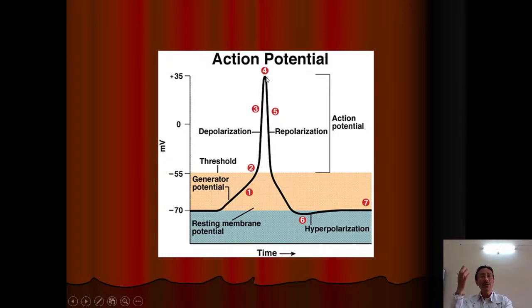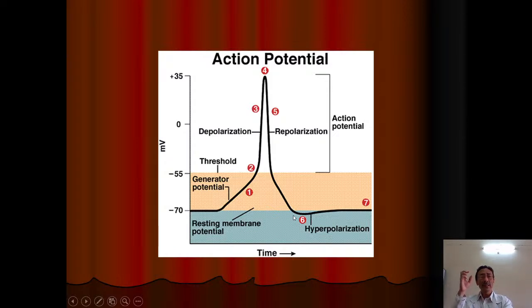As a consequence, you will find that this loss of potassium or positive charges from inside to outside brings the membrane potential down from plus 35 to 0, from 0 to minus 55, and at that time you will find that the potential reaches back to the resting membrane potential of minus 70. So this phase from plus 35 to minus 55 and to minus 70 is called the repolarization phase.